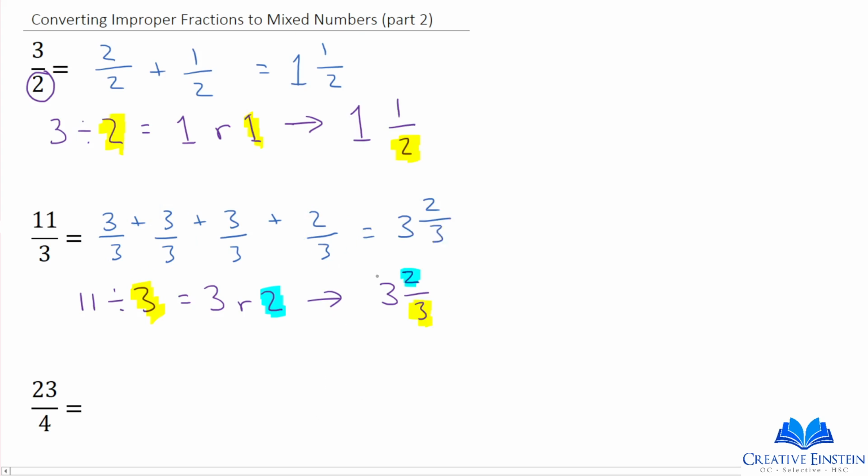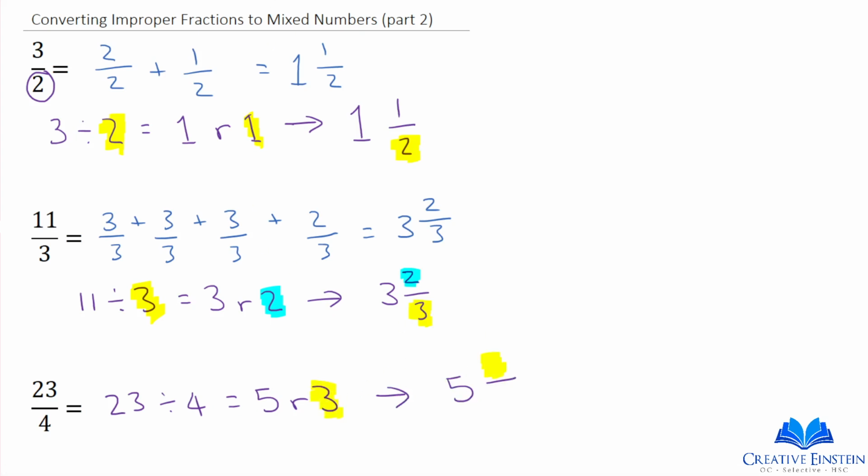Now let's look at our last example. I've got 23 on 4. So what I'm going to do is 23 divided by 4. 23 divided by 4 is 5 with a remainder of 3. So I've got 5. Now remember, my numerator is my remainder and my denominator is my divisor.